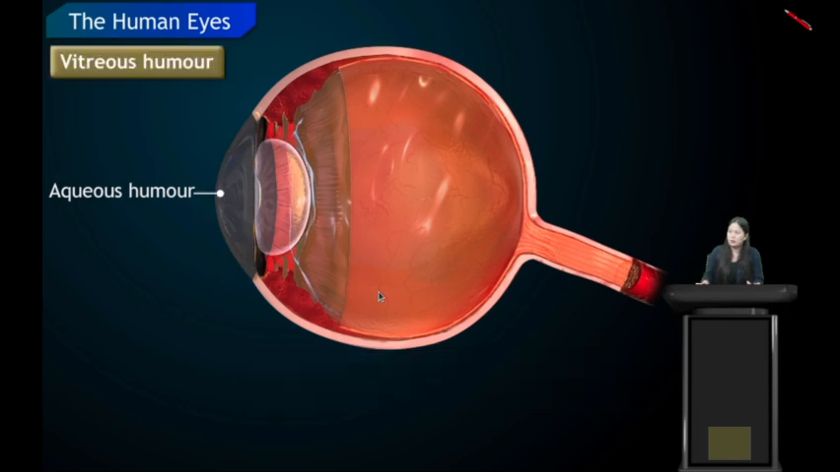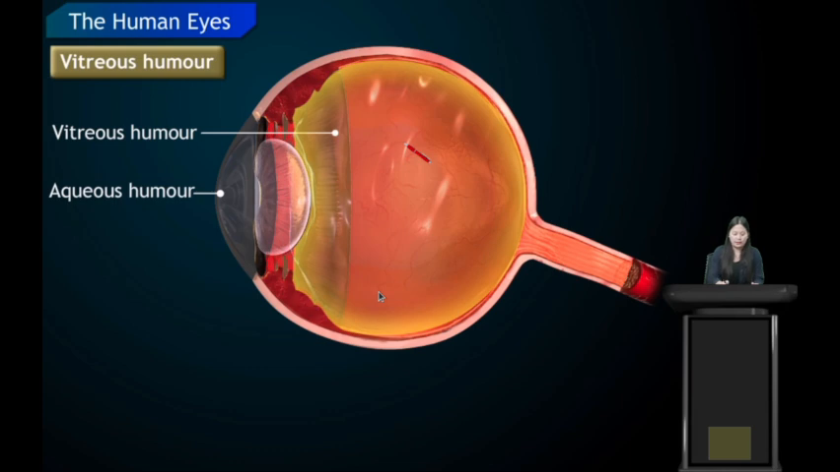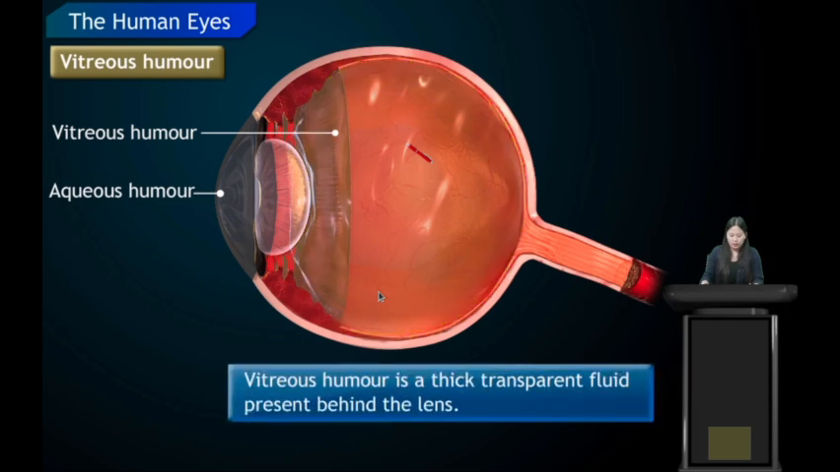There is another type of liquid present in our eyes known as the vitreous humor. This vitreous humor occupies most of the part of our eyes. We see this highlighted in the yellow portion. These are the vitreous humor. So what is vitreous humor? Vitreous humor is a thick transparent fluid present behind the lens.